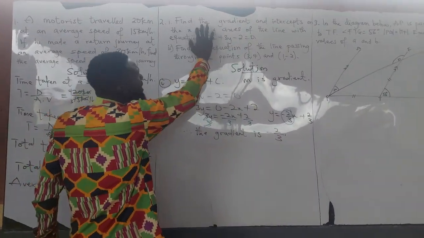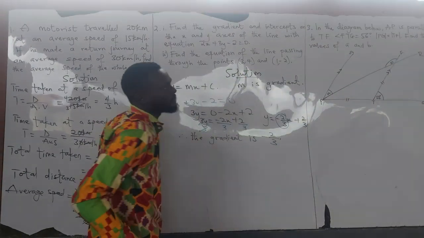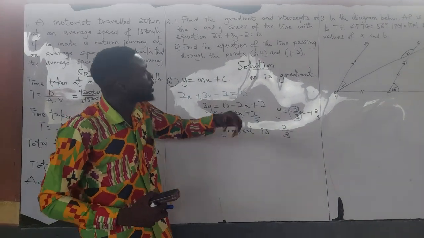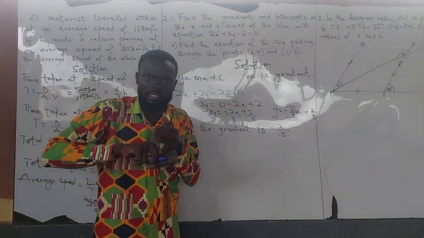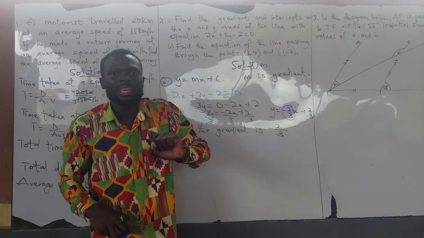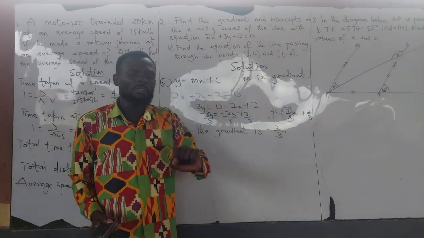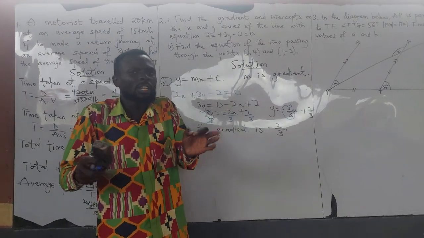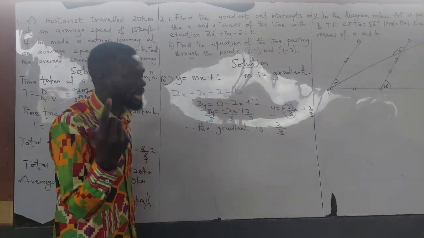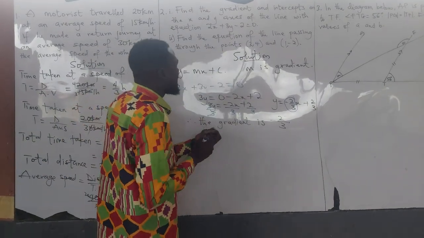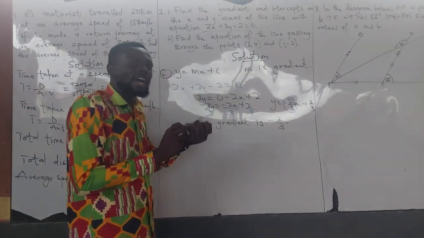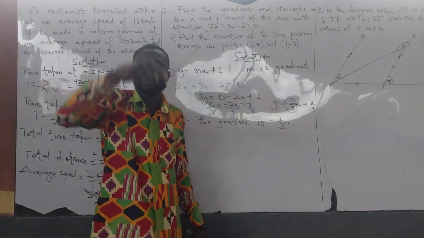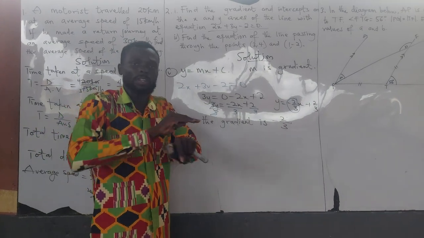Now it says find the gradient and the intercept. What does the intercept mean? The intercept simply means that you have to solve for the value of x when y is 0 and solve the value of y when x is 0. That is the meaning of the intercept. So what they are trying to say is, if this equation is a line, find the value which will let this line be on x and be on y. That is the meaning of the intercept.